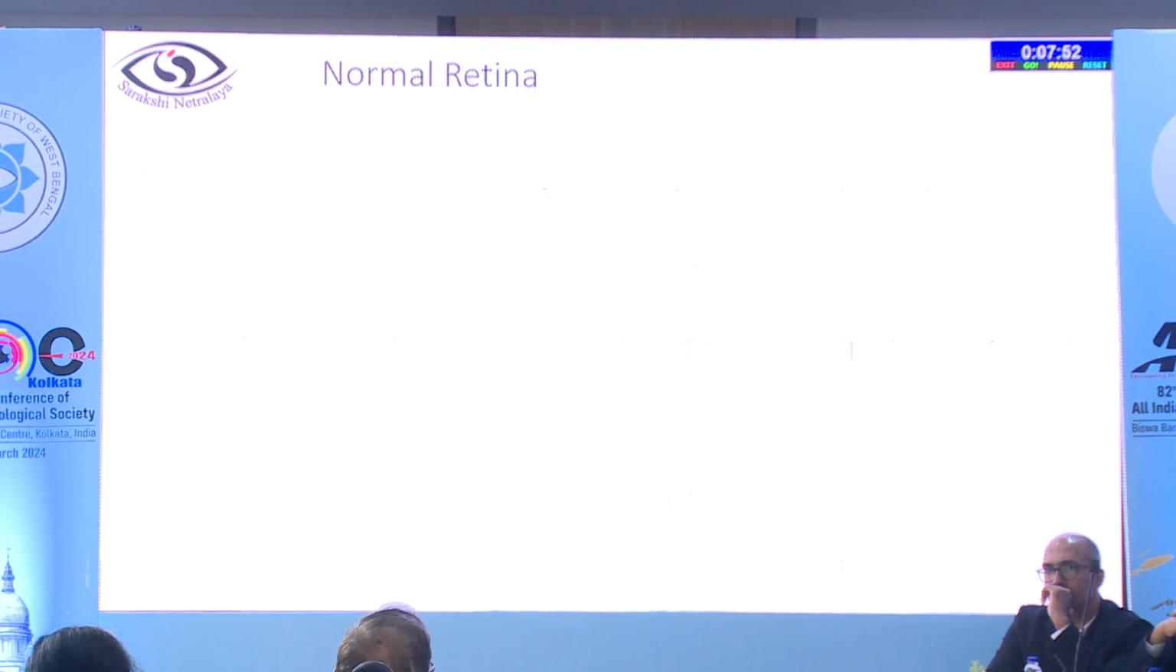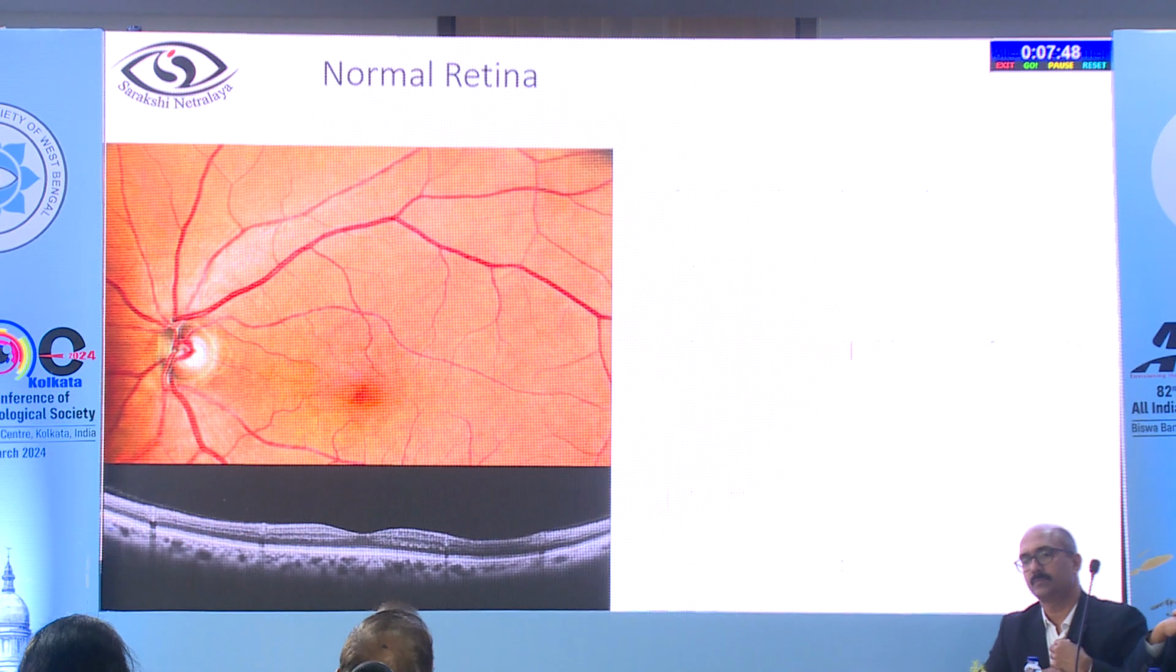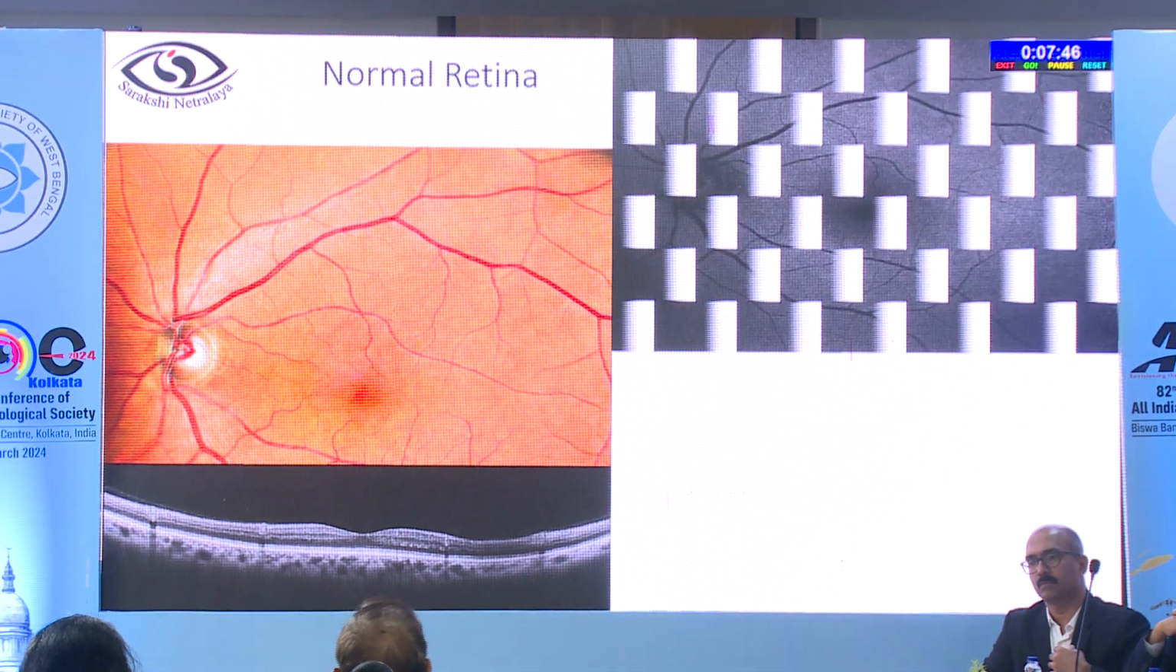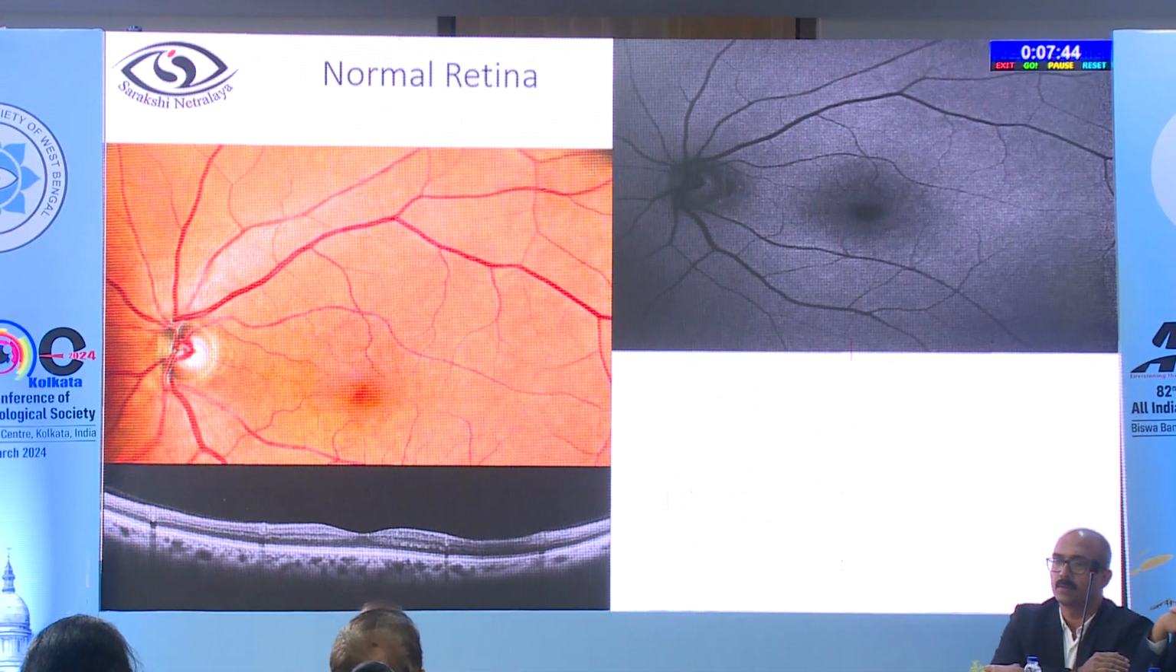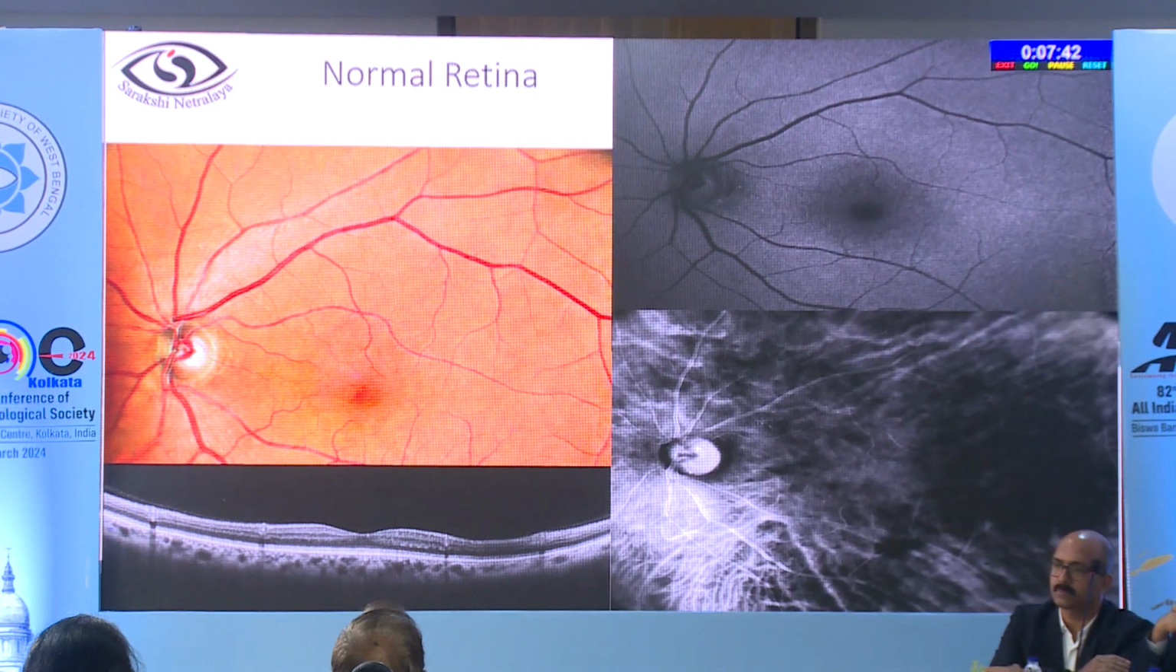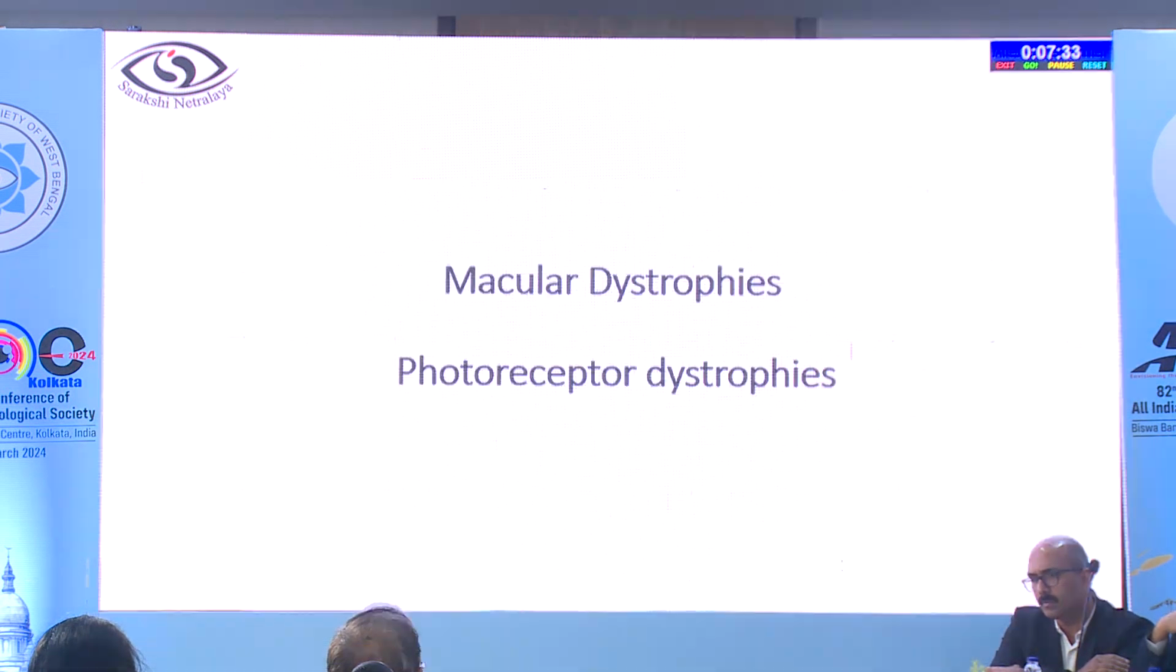So let's first see how the normal retina looks on retro mode. This is the color photo, the OCT and the corresponding FAF photo of the normal retina. On the retro mode, we only see the ribbon-like choroidal blood vessels, which is what is normally seen on retro mode in a normal retina.